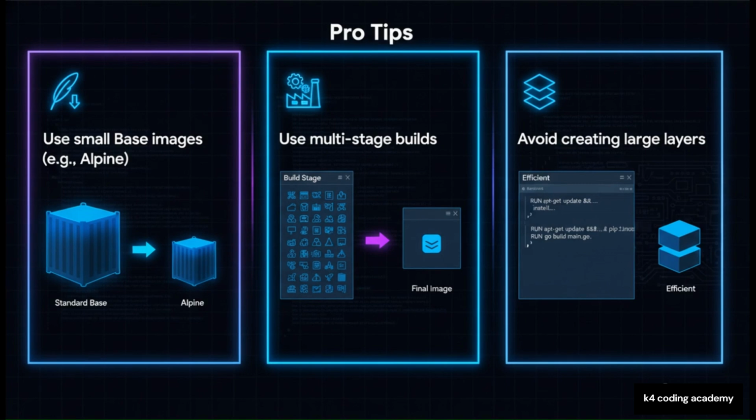First, always try to use the smallest base image you can find, like Alpine Linux. Smaller images build faster, transfer quicker, and have a smaller attack surface. It's a win-win-win.